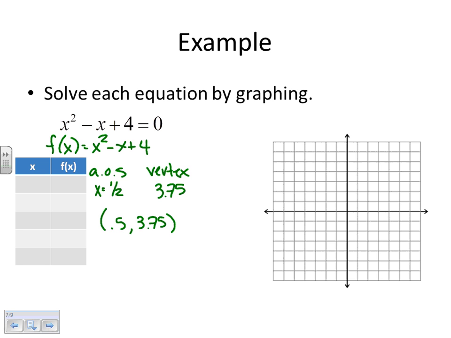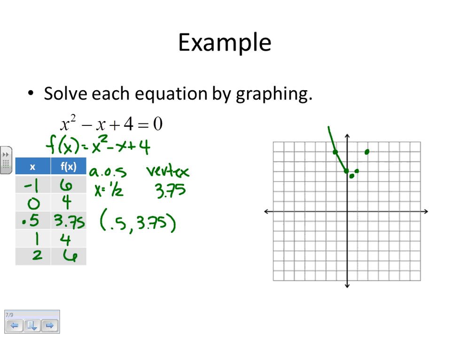So we come here to our middle. We get 0.5, 3.75, and we want numbers above and below 1/2. We have 0, negative 1, 1, and 2. We plug in, we get 6, 4, 3 3/4, 4, and 6. So we come over here and we plot negative 1, 6, 1, 2, 3, 4, 5, 6, 0, 4, 1/2, 3.75, 1, 4, and 2, 6.